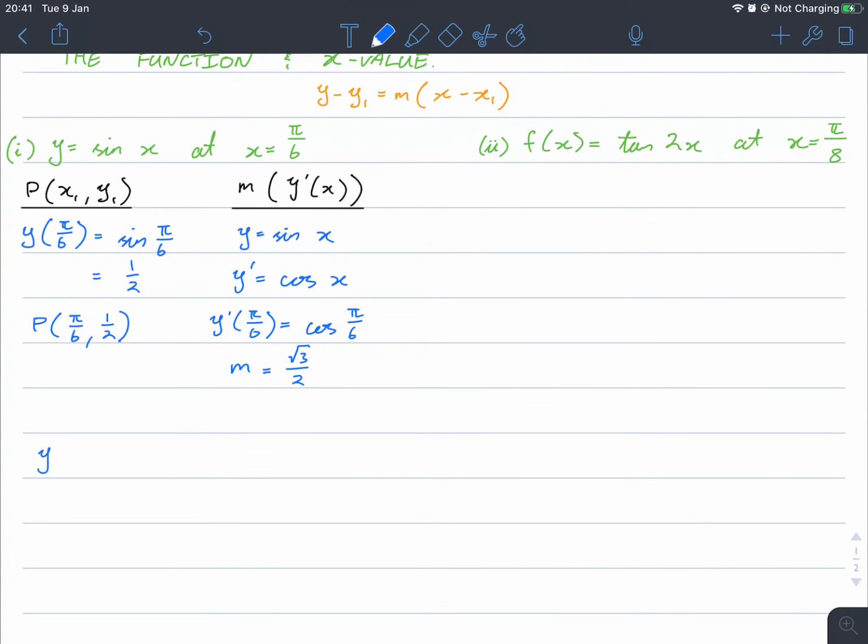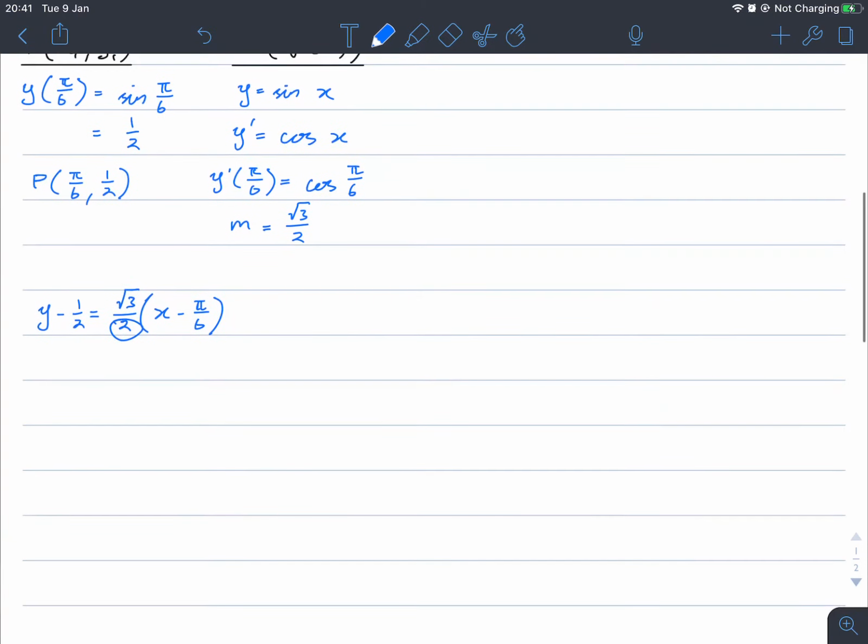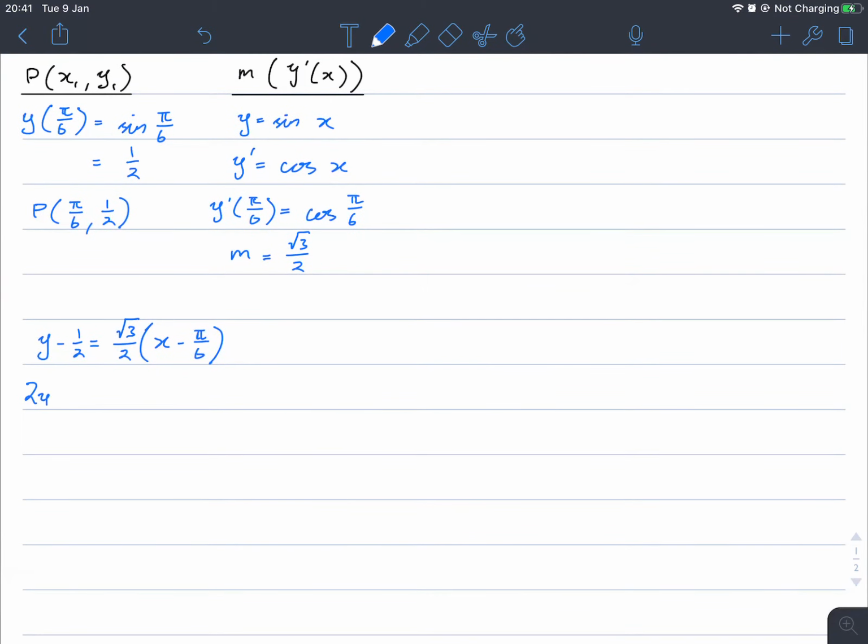Putting it all together, we get y minus a half equals root 3 on 2 x minus pi on 6. I'm going to get rid of this denominator first by multiplying by 2. So we get 2y minus 1 equals, I'm going to expand this at the same time. This will give me root 3x minus pi root 3 on 6.